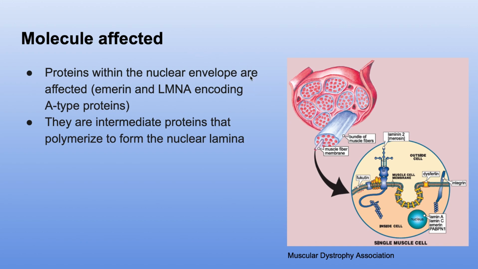For the molecule affected, there are proteins within the nuclear envelope that are affected, called emerin and LMNA encoding A-type proteins. And in the image on the right, you can see the proteins within the nucleus that is found inside the cell of a muscle cell. Lamin A is right here as well as emerin, and these other components are involved too, but the most crucial parts are lamin A and emerin. So these both are intermediate proteins that polymerize to form the nuclear lamina.